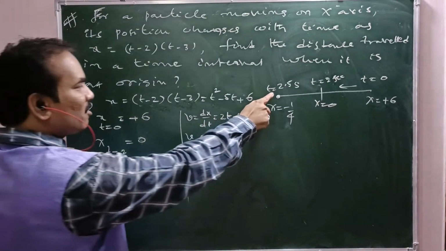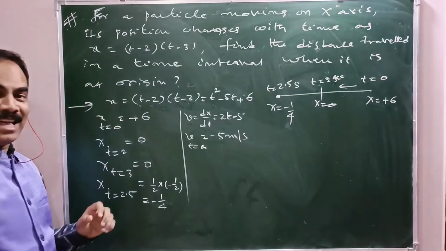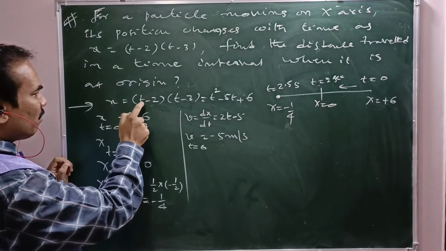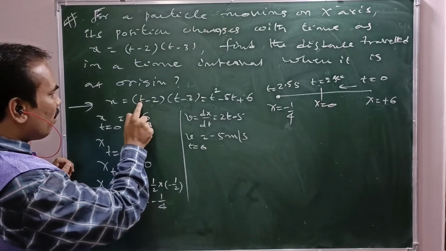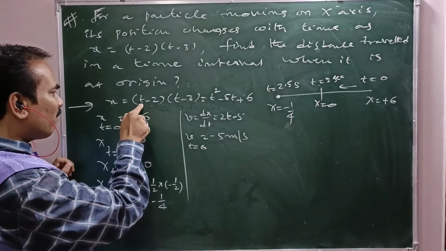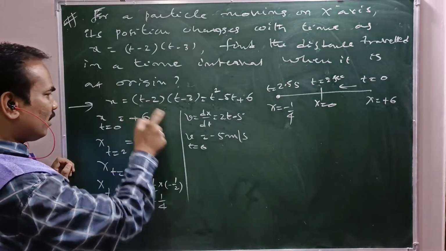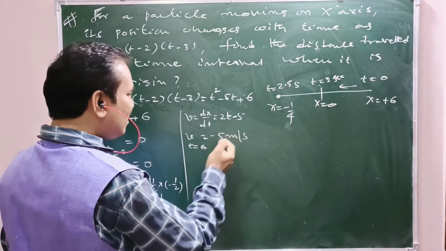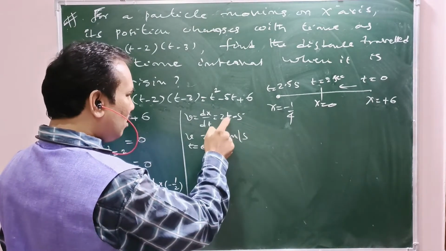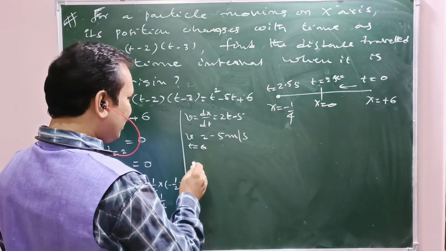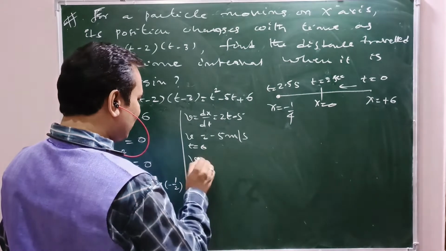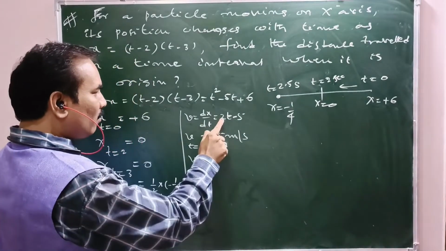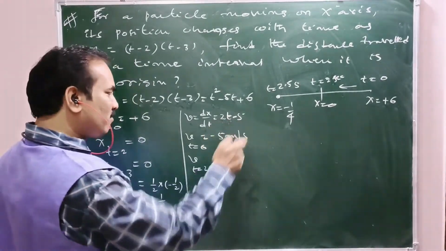Of course, if you substitute t more than 2.5 and less than 3, somewhere here, in calculating velocity at t equal to 2.5, substitute 2 into 2.5, that is 5. 5 minus 5 is 0.